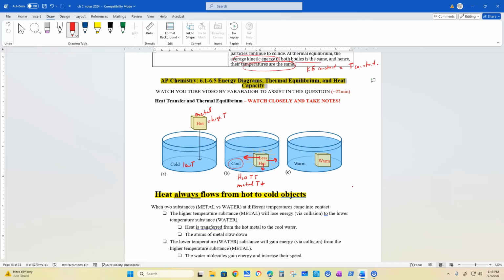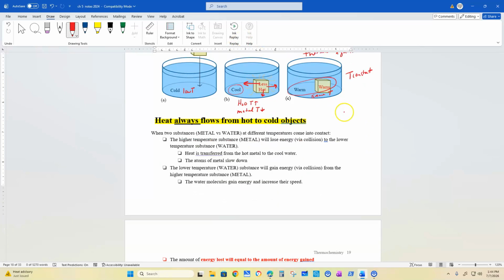Eventually, you will hit what's called thermal equilibrium, whereas it says right here, when the temperatures are both the same, the kinetic energy is the same. So eventually, at some point in time, the temperature will remain constant. And when it remains constant, that means these two will be at the same temperature. So it's not giving up any more heat to the water, and the water's not absorbing any more heat. It has reached thermal equilibrium.